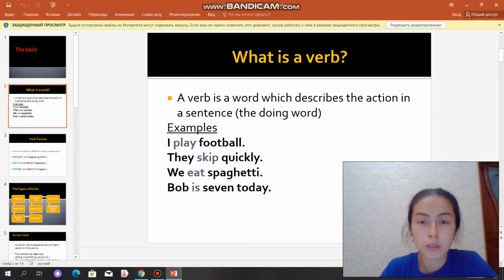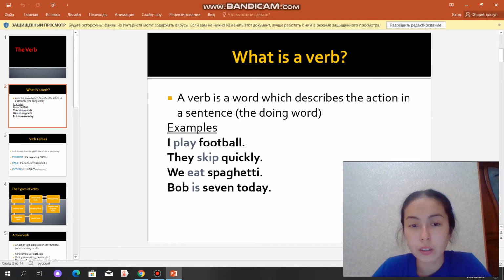The verb. What is a verb? A verb is a word which describes the action in a sentence, the doing word. Етістік, заттың іс-қимылын білдіретін сөз табы. Глагол, часть речи, которая обозначает действие. Examples, примеры.